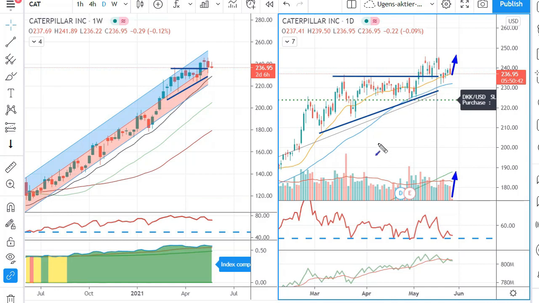So this is not just seeing some pattern we have read in a book or on a website and saying, oh yes, this is an ascending triangle, and then just jumping in. No, this is actually understanding what is happening.